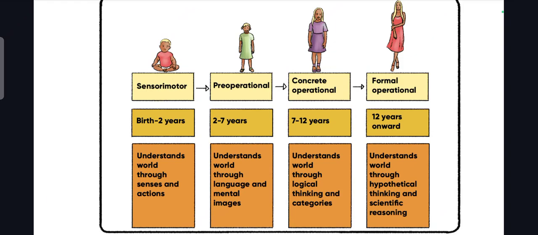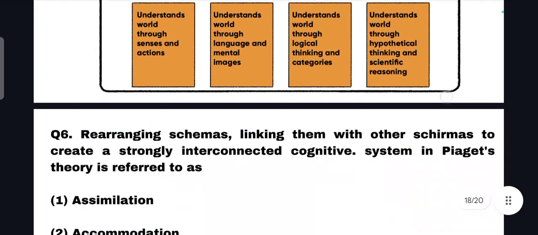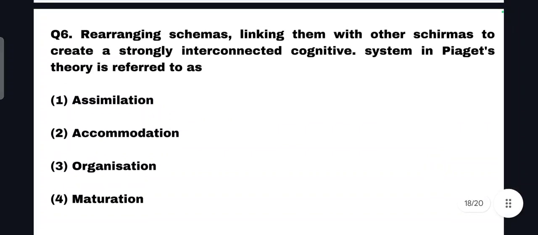So here we already discussed Kohlberg's theory and the importance of that theory. The second important theory is Piaget's theory of cognitive development. When we move to our next question, question number 6, rearranging schemas, this is another important area. Assimilation, accommodation, organization. This is an important area.